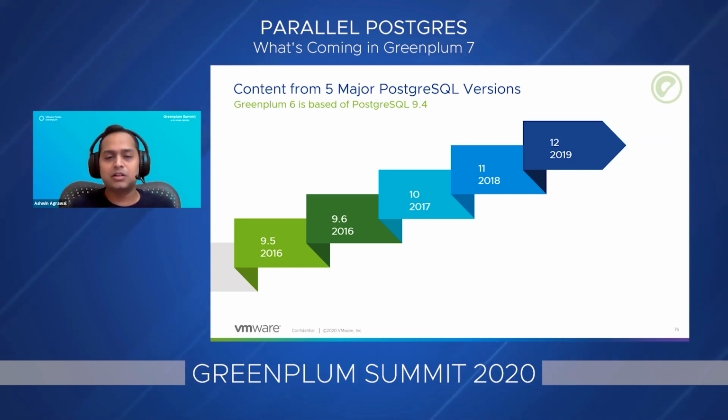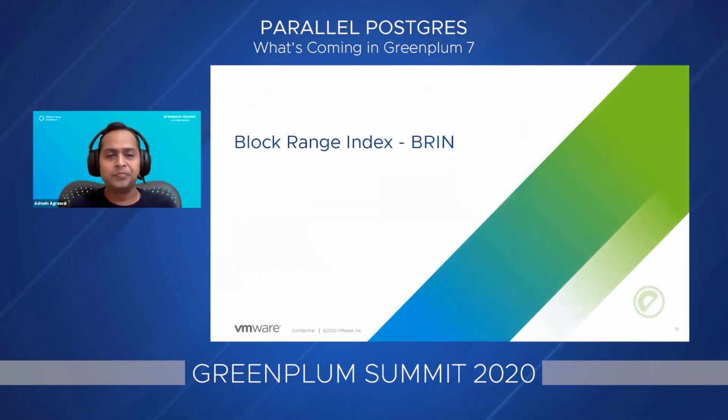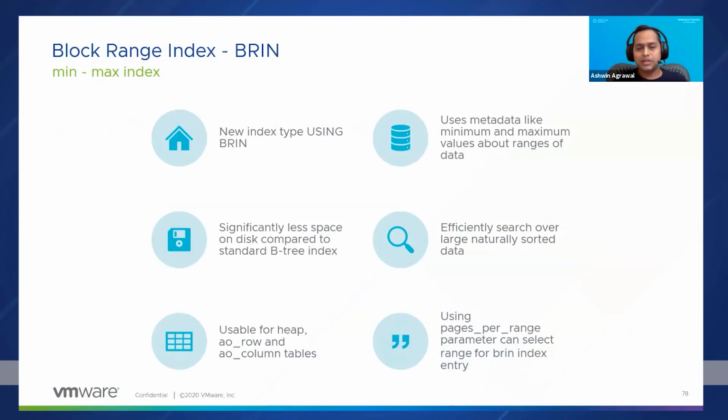So let's get started. If we move on to the next slide, the first feature I am excited to talk about is block range indexing. The next slide gives us why I'm excited about this feature. This is a new type of indexing which will become available as part of Greenplum 7. What this index gives you is a min-max indexing type. So it's very similar to creating an index using B-tree or GiST. It's in that realm of new index types.